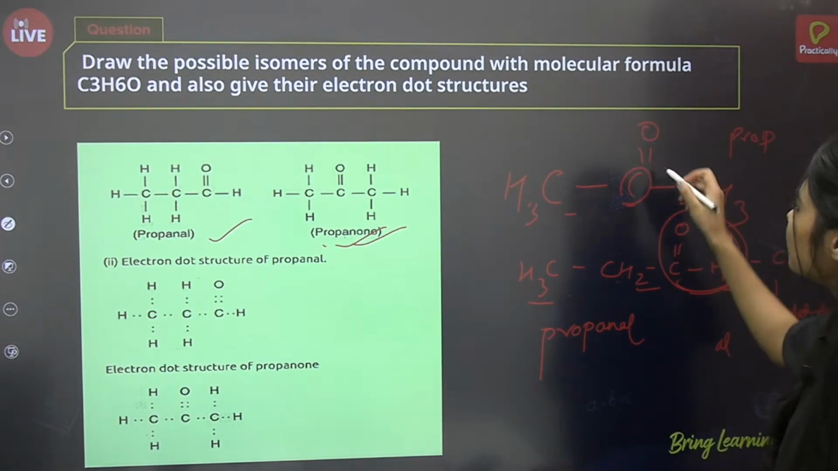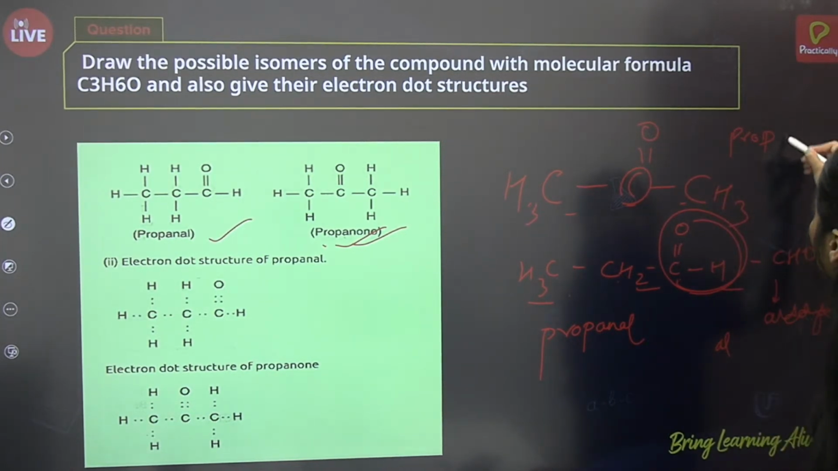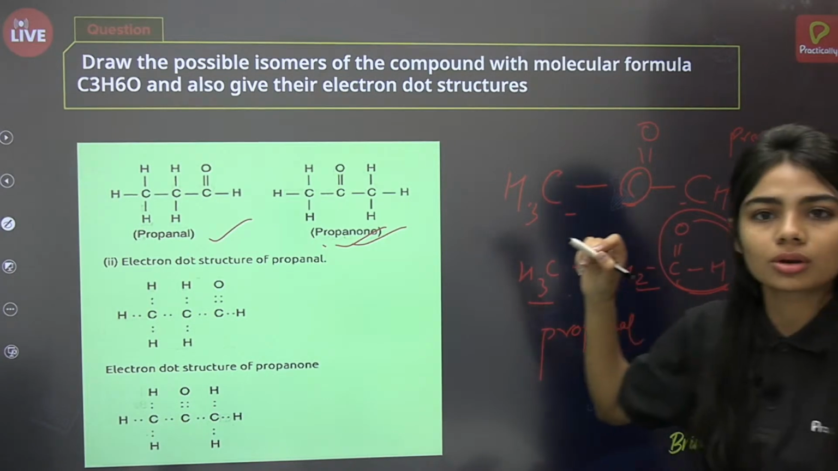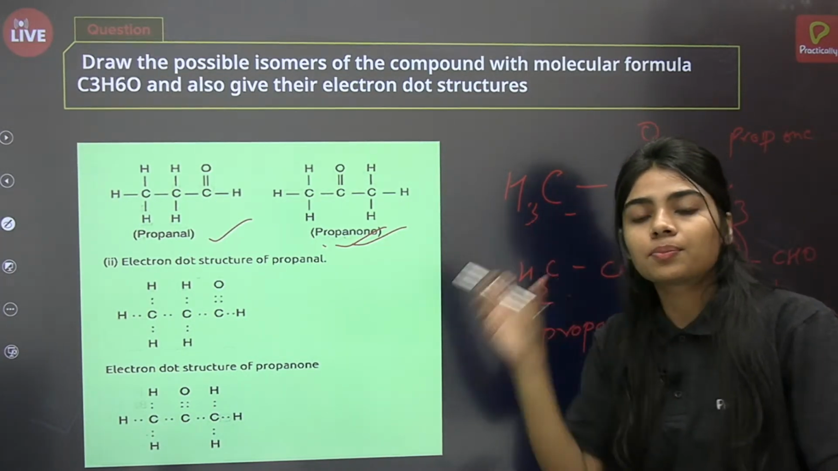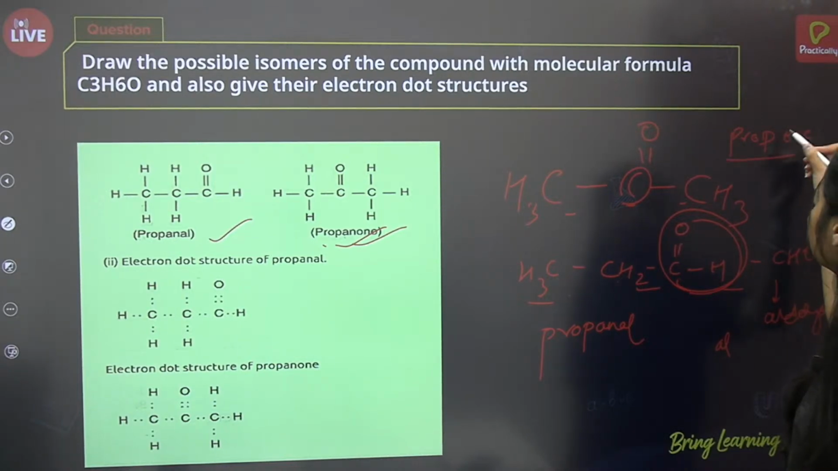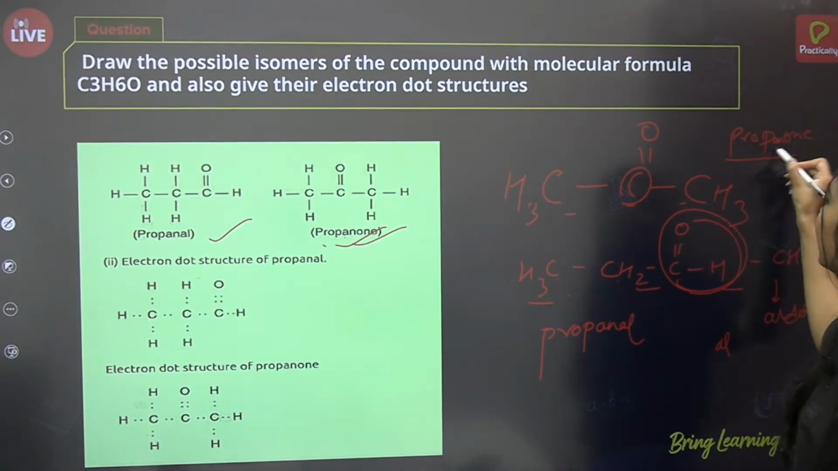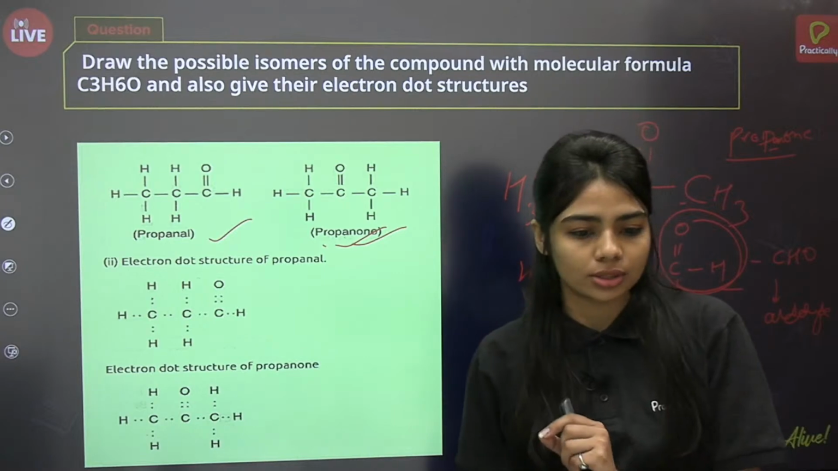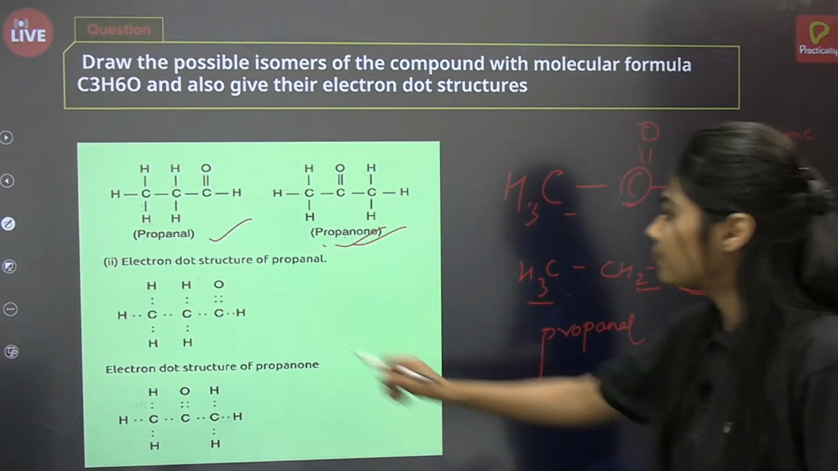Here on the second carbon we are getting this one, that is ketone. Okay, ketone suffix is what? One, O-N-E. So propanone. And ane is for what? For single bonds. Okay, so propanone.